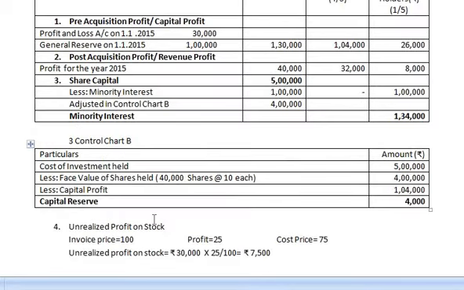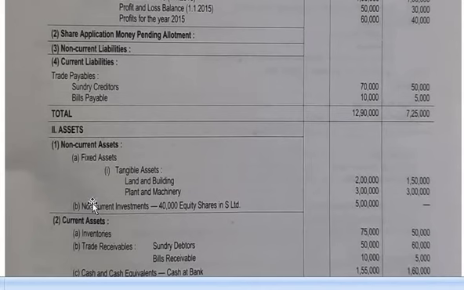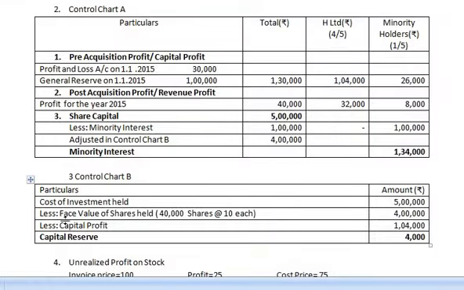Now after the control chart A, we have to prepare the control chart B. In the control chart B, it starts with the cost of investment held. Remember, this cost of investment held you will find from the asset side of the balance sheet. You'll find it from here, that is non-current investment, the amount of investment made by the holding company in the subsidiary company. Here they have taken 40,000 equity shares in S Limited for rupees 5 lakhs. So the cost of investment held is rupees 5 lakhs. Then you have to less the face value of shares held. We know that the holding company has purchased 40,000 shares where the face value is rupees 10 each. So the face value will be rupees 4 lakhs.